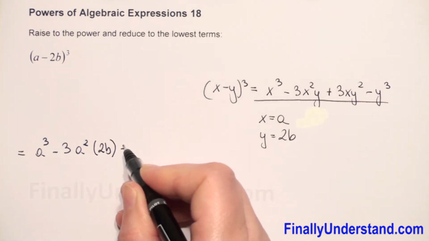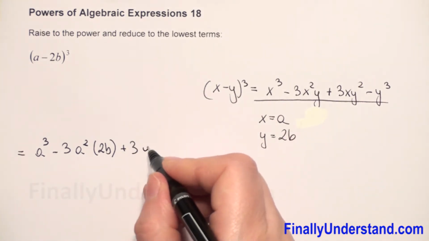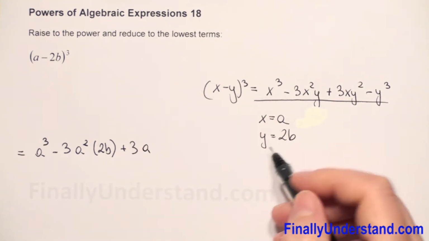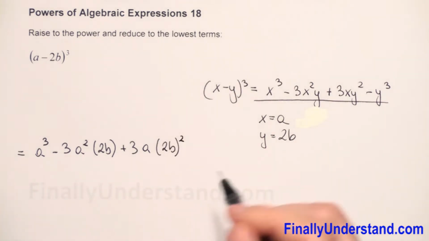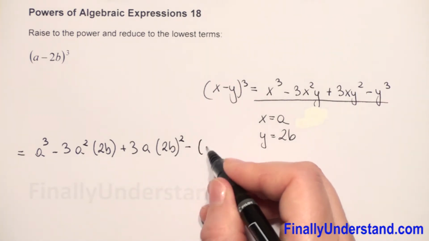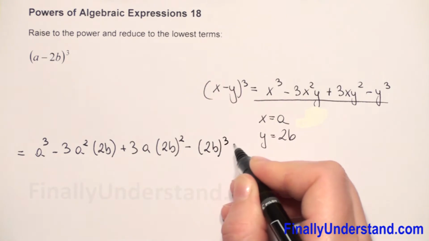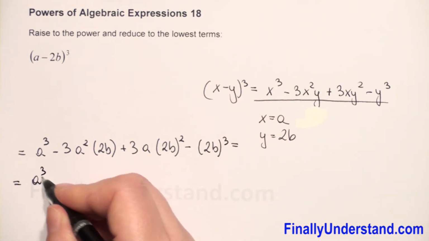plus 3, we have to copy, next is x, so we have times a, and y squared, so it will be (2b) to the second power, and we have minus y to the third power, so it will be (2b) to the third power. So this is equal a to the third power, we have to copy.